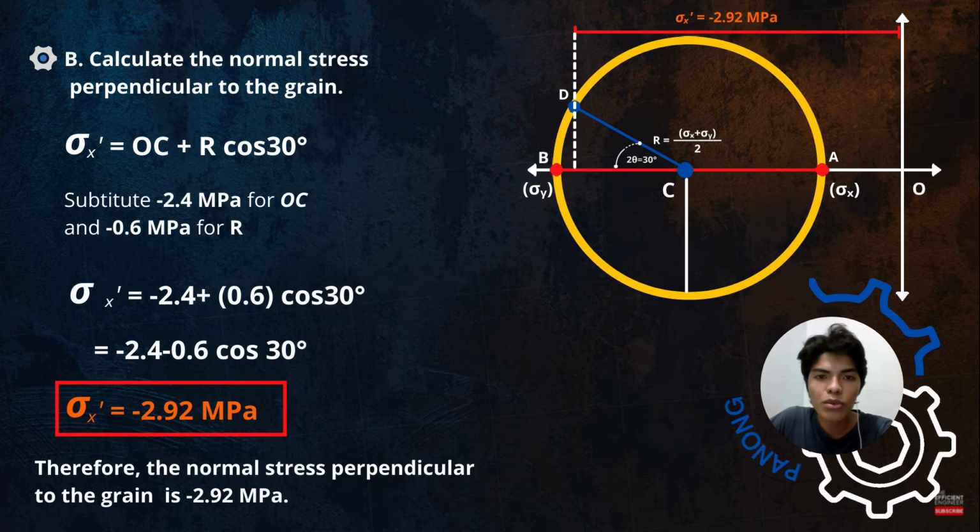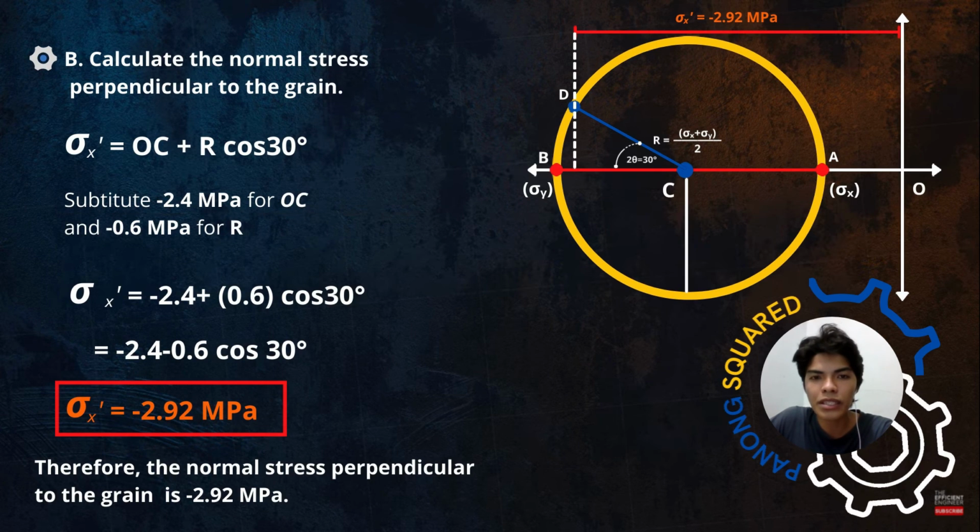And lastly, to calculate the normal stress perpendicular to the grain, we have the normal stress in x prime is equal to OC plus R cos 30 degrees. We need to substitute negative 2.4 MPa for OC and negative 0.6 MPa for our radius. Therefore, the normal stress perpendicular to the grain is equal to negative 2.92 MPa.